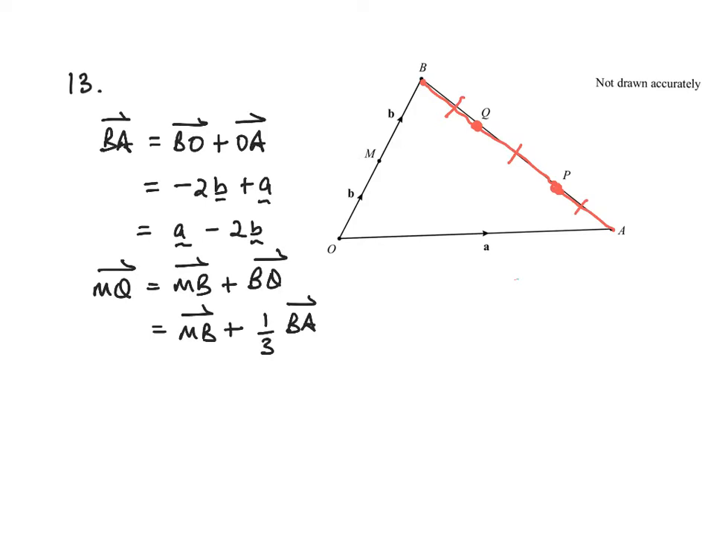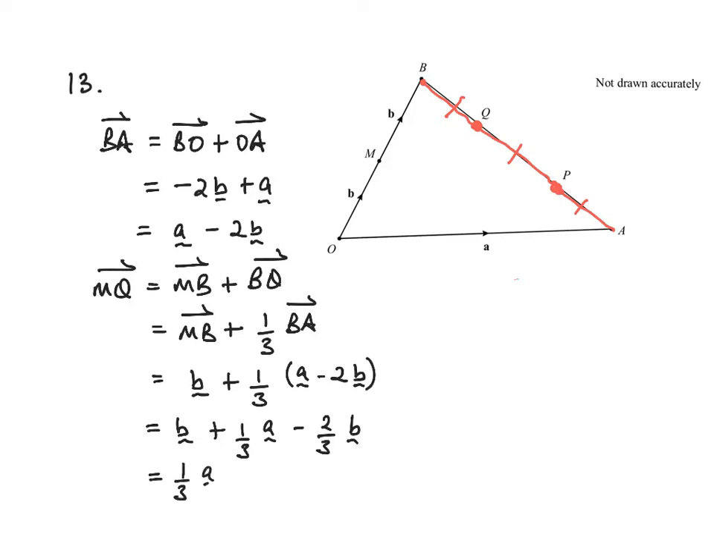Okay, so MB is fine, that's B, we're going with the arrow. We've just worked out what BA was, it's A minus 2B. So we've got B plus 1/3 of A when we expand the brackets, minus 2/3 B, 1/3 A plus 1/3 B.